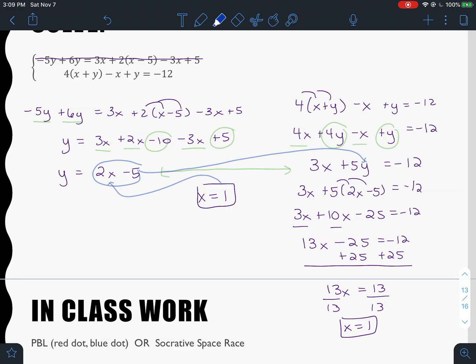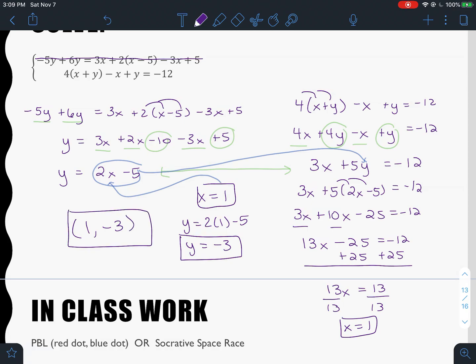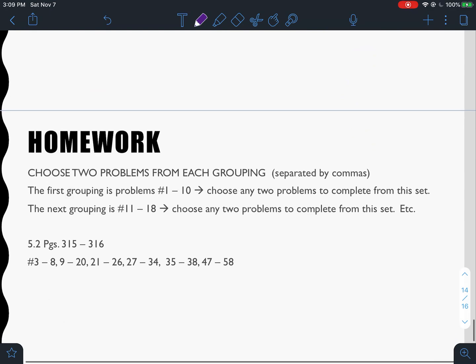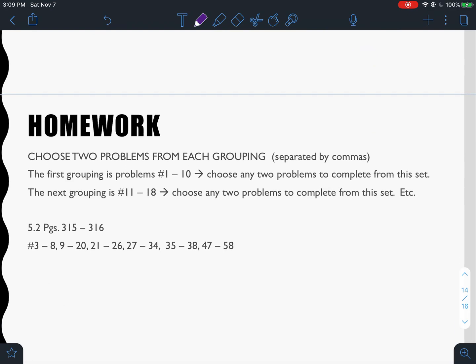So my x coordinate for my solution is 1. Now we've got to find our y coordinate. So we're going to take the 1 and substitute it in for x in our equation. So y is going to equal 2 times 1 minus 5. And 2 times 1 minus 5 is negative 3. So those two lines, once you simplify them down and graph them, would intersect when x is 1 and y is negative 3, or at the point 1, negative 3.